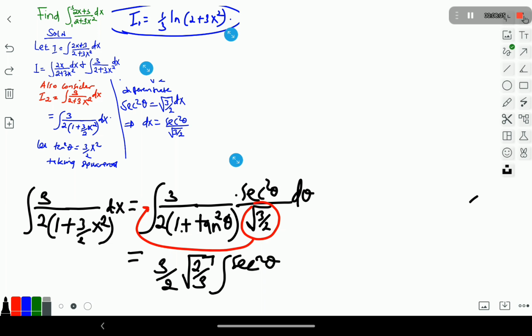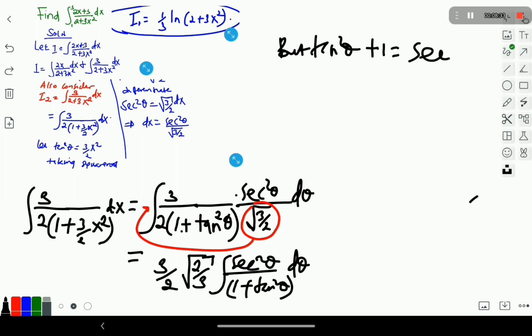sec squared divided by 1 plus tan squared, the whole of this multiplied by d theta. But which relationship do you know between sec and tan? There is. It will be tan squared theta plus 1 is the same as sec squared theta. So it means that where there is 1 plus tan squared theta, we can put there sec squared theta.